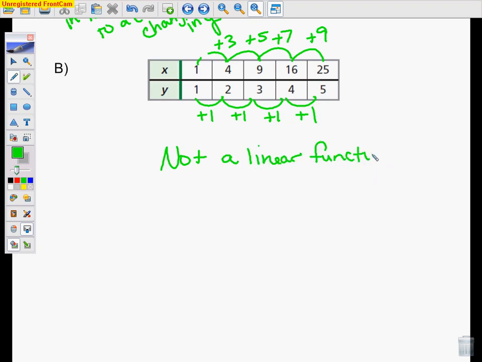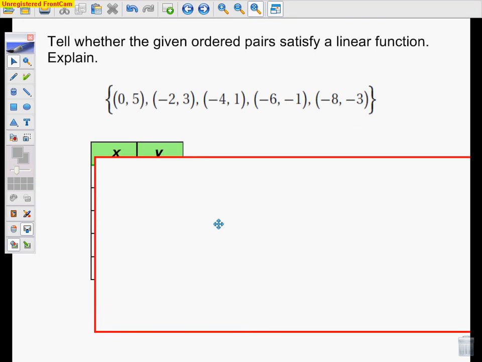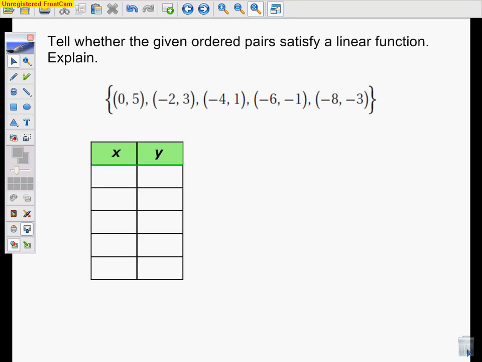Okay? Great. Here, tell whether the given ordered pairs satisfy a linear function. Explain. This one is very similar to the last one, except they give you all the information as ordered pairs instead of as a table. So what I would suggest that you do is actually go ahead and make a table out of the ordered pairs. Here, we see what all the x values are.